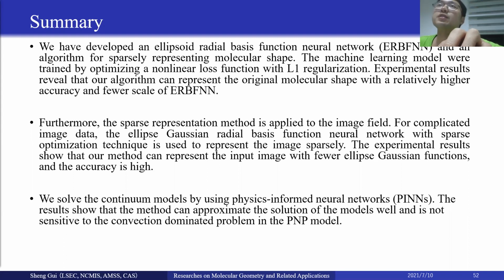Finally, we solved the continuum models by the use of physics-informed neural networks. The result shows that the method can approximate the solution of the models well, and it's not sensitive to the convection geometric parameters in the PNP model.